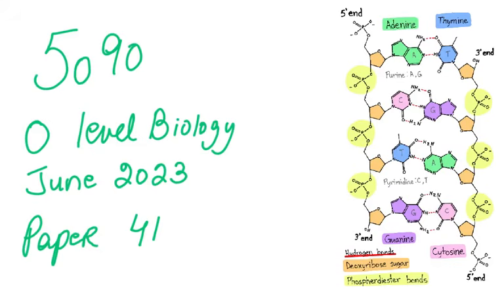Bismillahirrahmanirrahim. We come up with another June 23 5090 paper. This is paper 4.1, which was previously called paper 6, but now it's been called paper 4. And this is an alternative to practical. So we're going to be discussing this paper today.